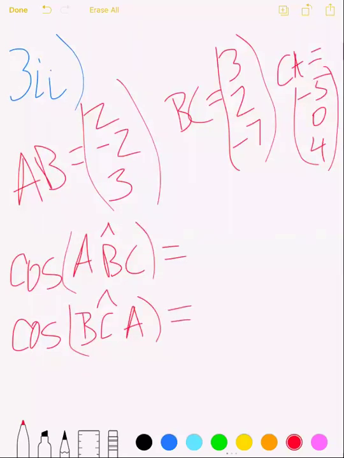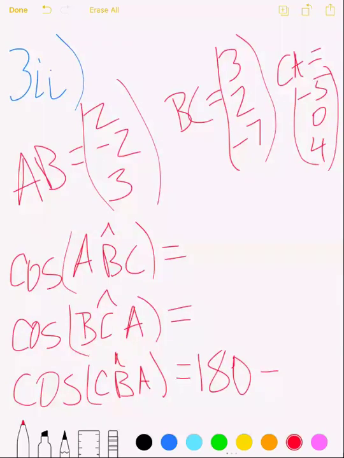And once you find two of them, what do we know about the angles inside a triangle? They have to add up to 180. So then the angle CBA would be equal to 180 minus these two answers. Make sense? Any questions about page 7? Okay. Page 8.